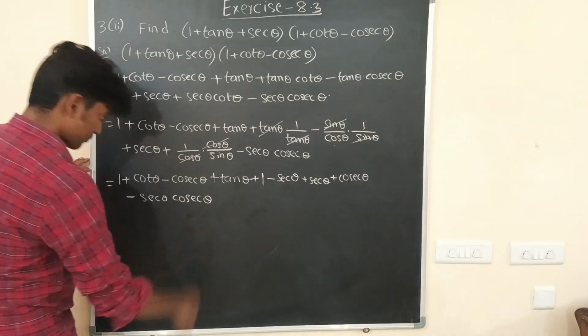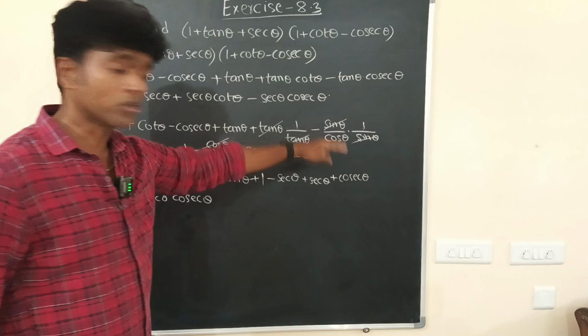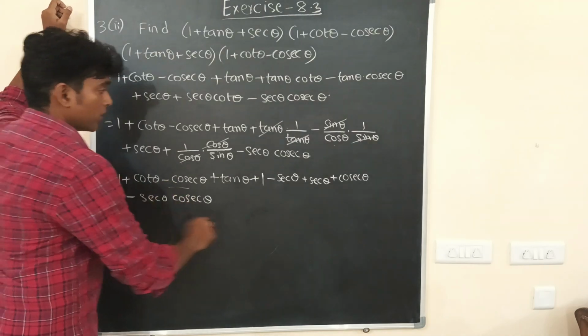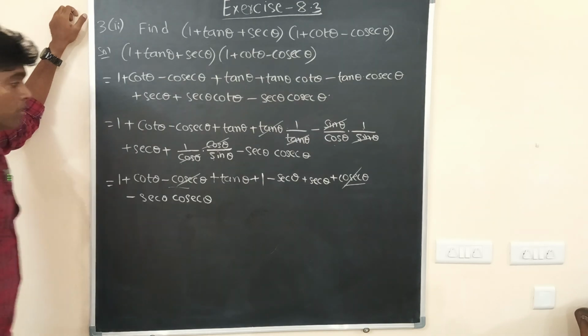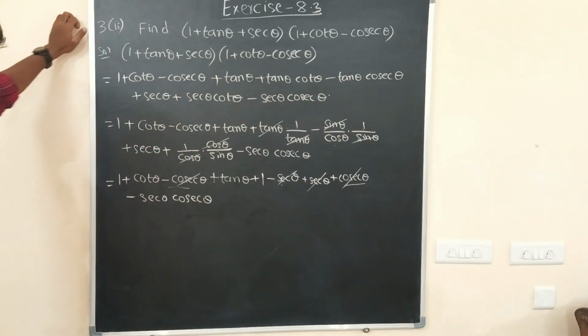Okay, I hope you understood this one. I just simplified this one. Now observe this one. Here, minus cosecant and plus cosecant get cancelled. Minus and plus get cancelled. Minus secant and plus secant get cancelled. Then what is the remaining?